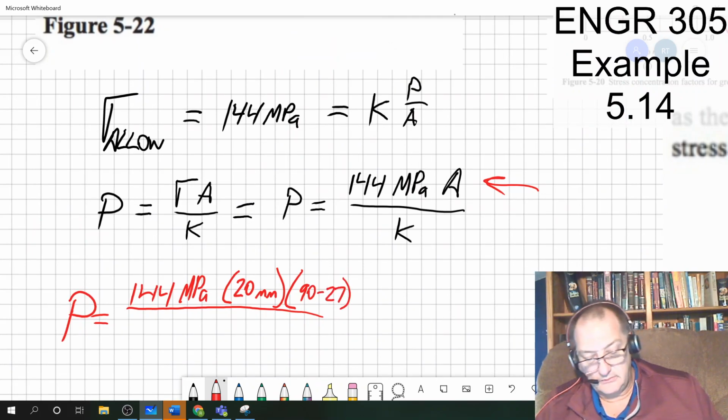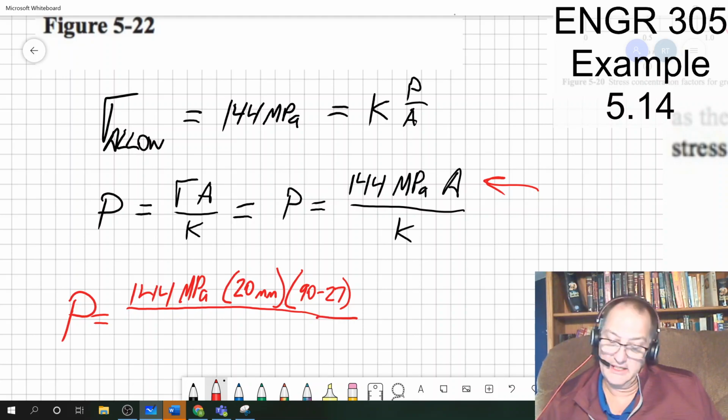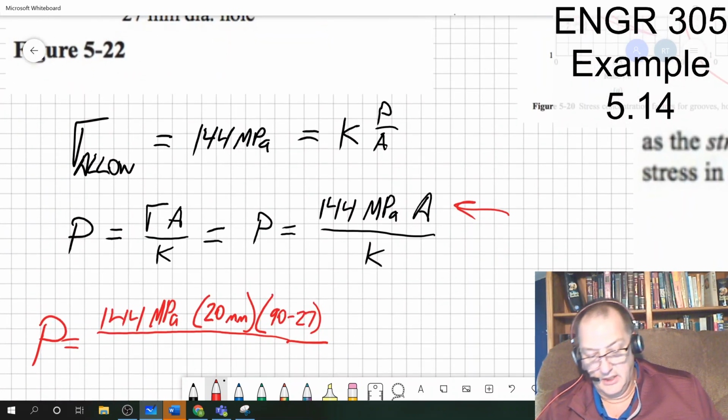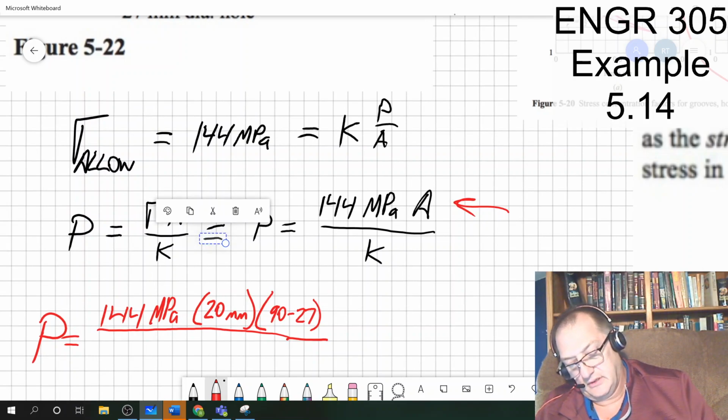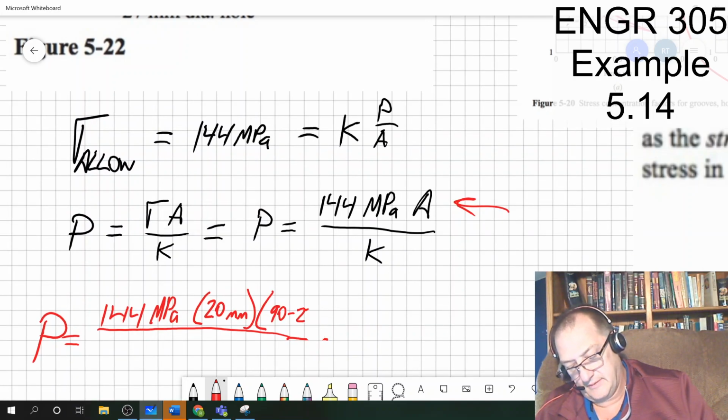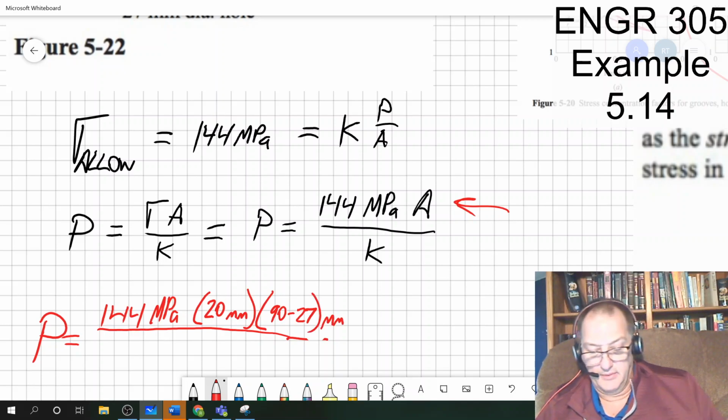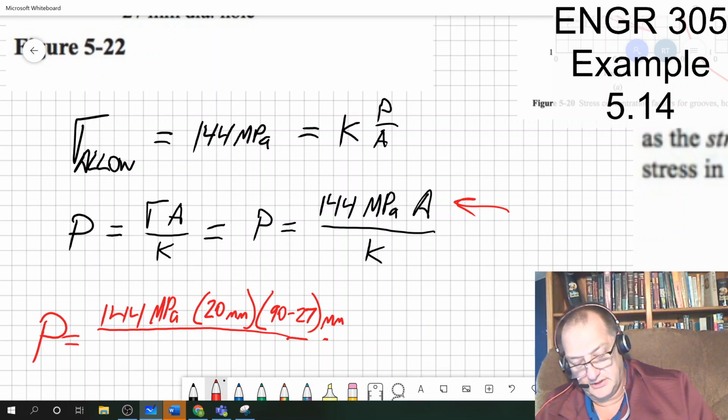Now, I still don't know what K is. To get K, I need to go to this chart. That 90 minus 27, I should put the units on that. 27, and well, that's millimeters. I'm going to put it outside. So that is going to be 63 millimeters.